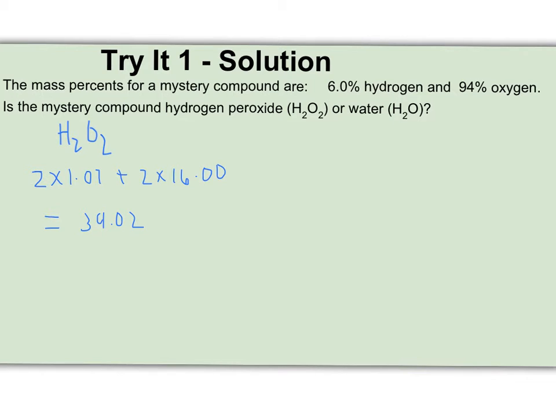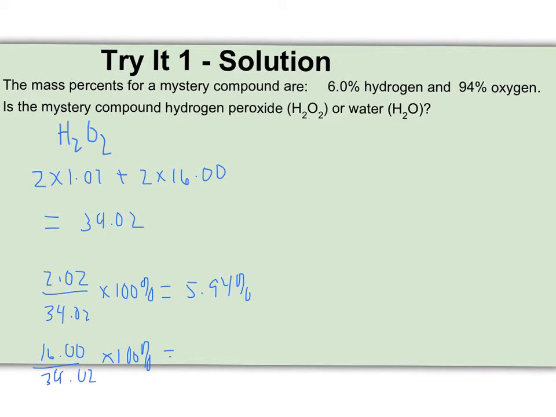34.02, and I can figure out my percentage of hydrogen by taking 2.02 over the 34.02 times 100%. And then I can also take the oxygen, which is 32 grams, over the 34.02 times 100%. And when I do that, I come up with a percentage of 5.94% hydrogen. And then the balance, 94.06%, is oxygen. And again, I wouldn't have to set up this second proportion. If I felt confident, I could just take 100 minus the 5.94.